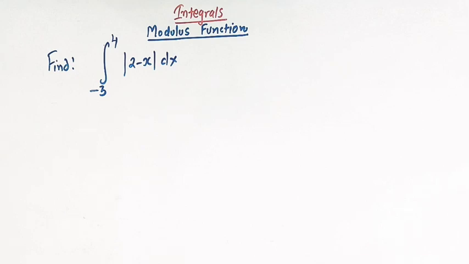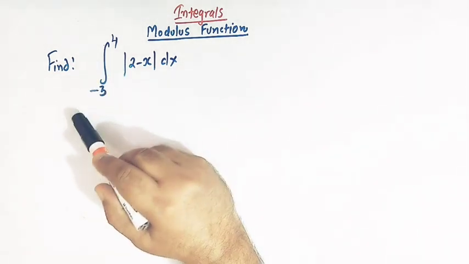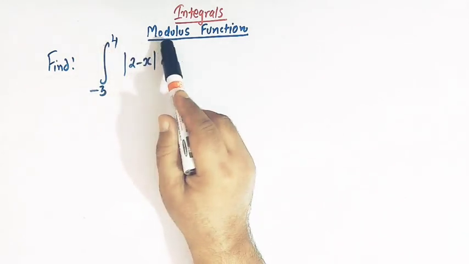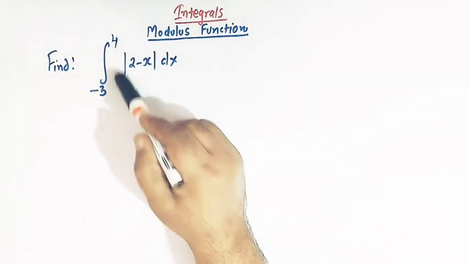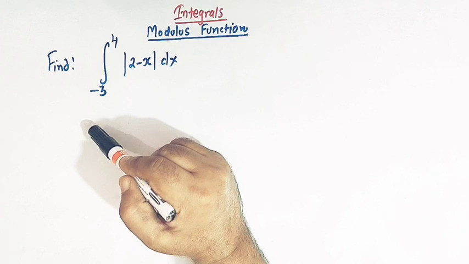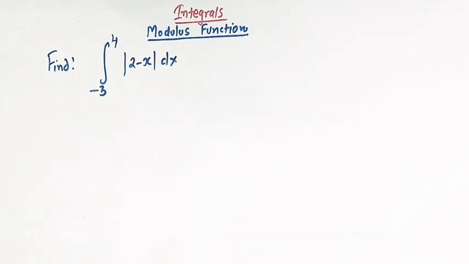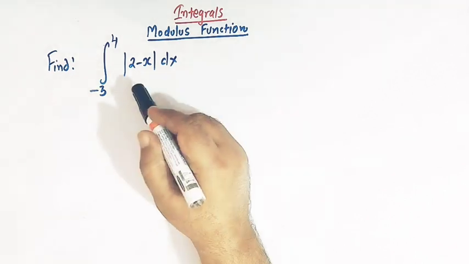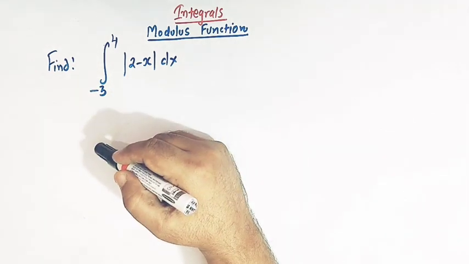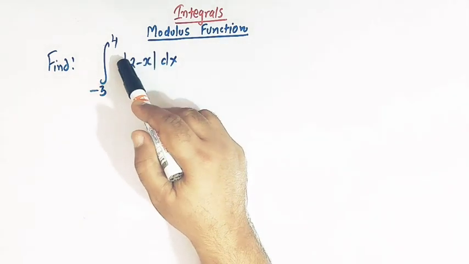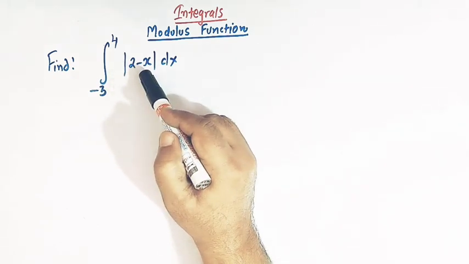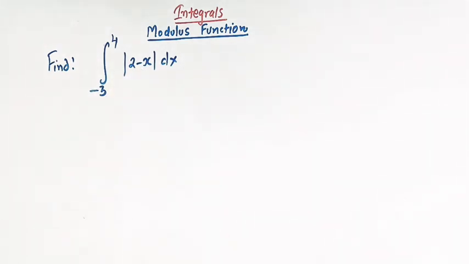So here we have to find this integral that is from -3 to 4, and the integrand is mod of 2 minus x, right? So these problems are very important, and particularly this problem is very useful for the beginners, right? So let us start and let us see how the definition of mod function can be applied to this function that is mod of 2 minus x, and how we can split this integral as a sum of two integrals, right? So let us start.